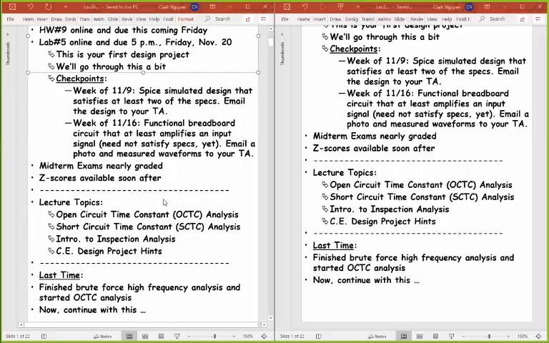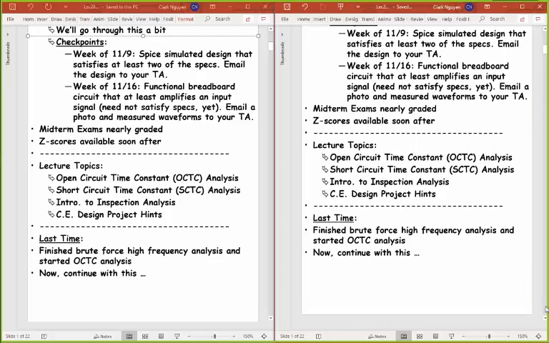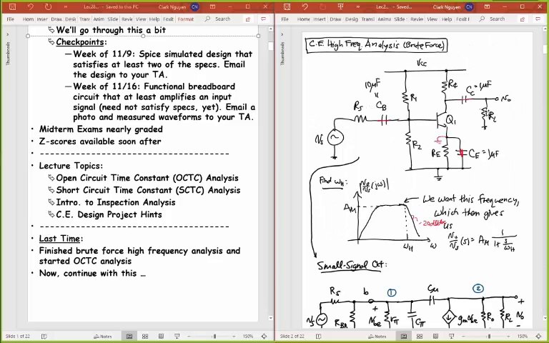Okay, so back to the regular lecture parts. Last time we did a brute force high frequency analysis, and then we started open circuit time constant analysis. So what does that mean? Last time we were analyzing this problem, which looks a lot like your lab. So we're basically analyzing your lab.